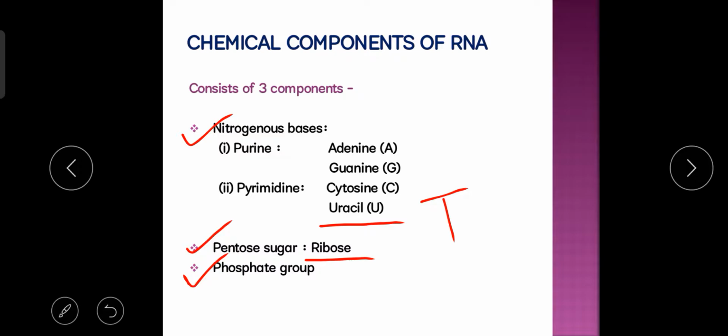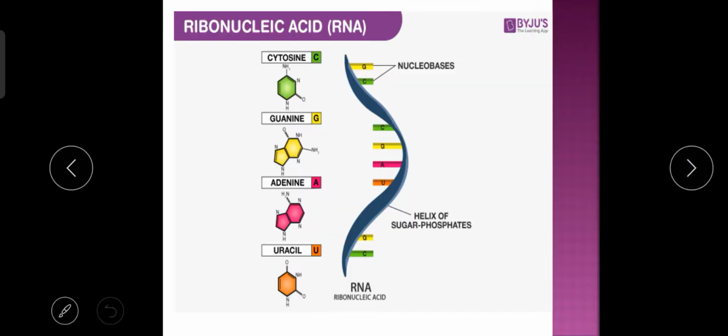Because of the presence of this oxygen, the RNA strand becomes unstable, and it is prone to degradation. That means enzymes can easily degrade the RNA, and that is why RNAs are always unstable. Okay, so move to the next slide.